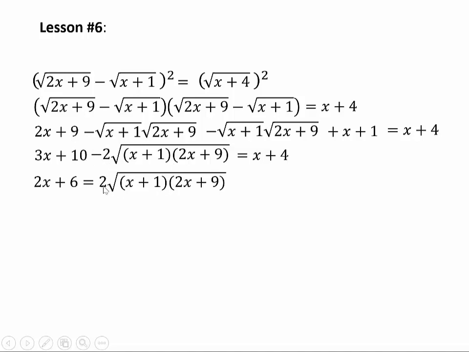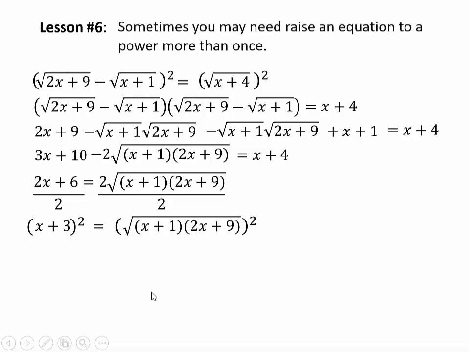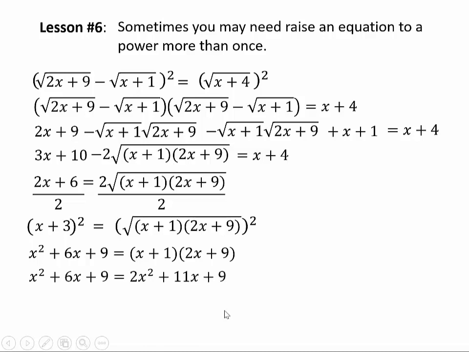Now I'm going to divide both sides by 2. I want to get rid of that 2 there. And then this is going to simplify to x plus 3. And I have a radical that I can now square. And that means that the lesson is sometimes you need to raise an equation to a power more than once. So here we go. I'm going to square that first binomial. The root's going to cancel. I now have to multiply the insides there to get 2x squared plus 11x plus 9.